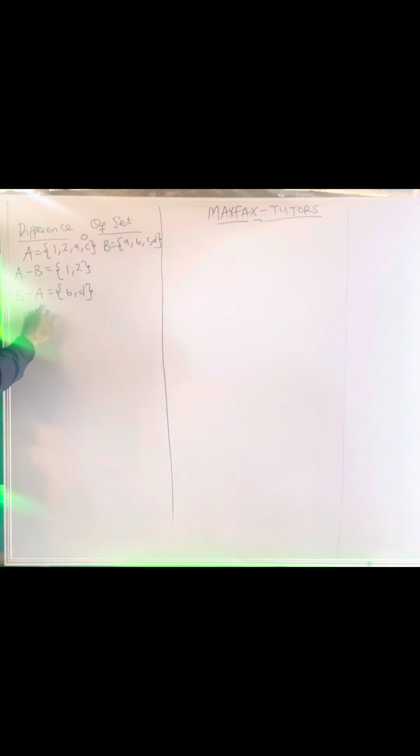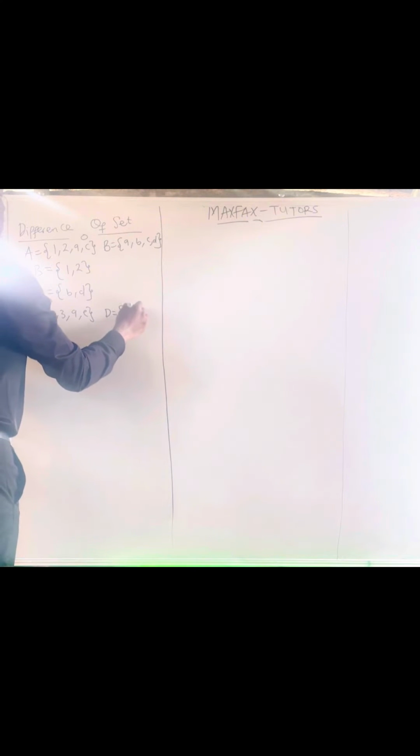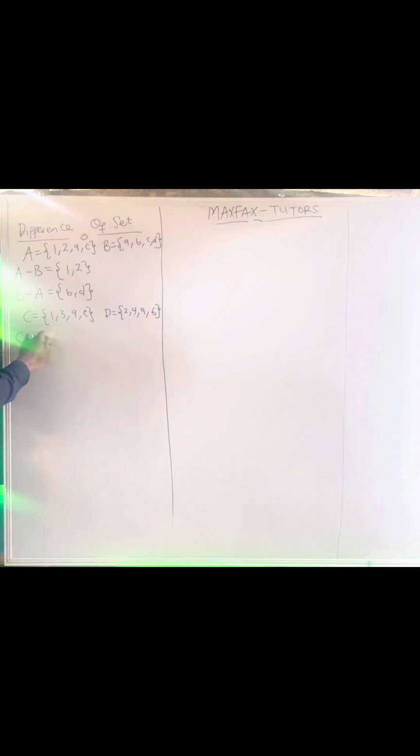Guys, we can also have another example. Let's say we have set C equals 1, 3, A, E, and set D equals 2, 4, A, 6. They ask you to look for C minus D. Do not forget that C minus D or C difference D simply means all the elements in set C but not in set D. All the elements present only in set C but not found in set D. So what are the elements in set C but not found in set D? That is 1, 3, E. So your C difference D is 1, 3, E.